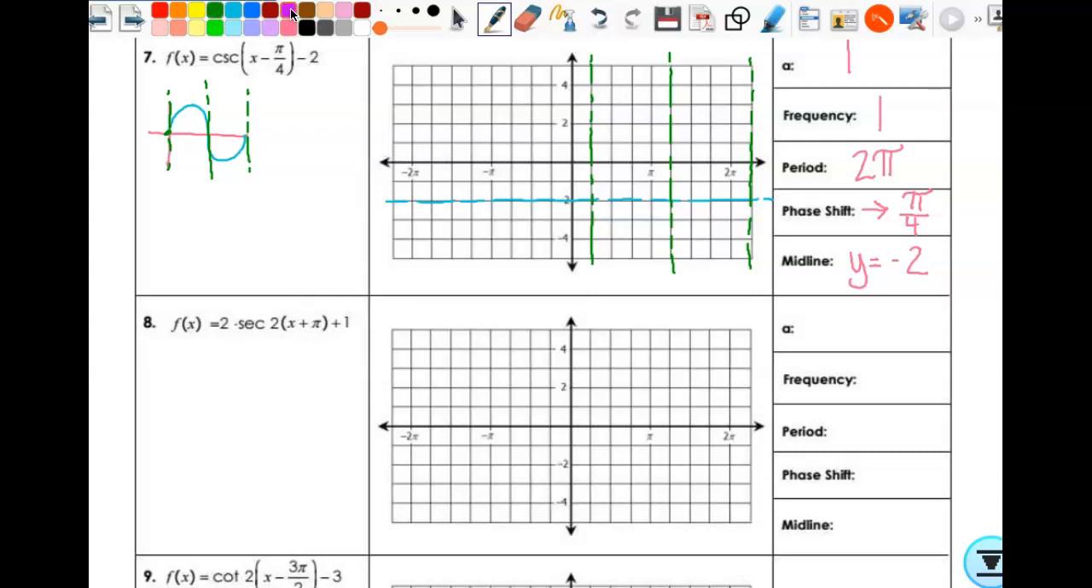Then halfway between the first two asymptotes, from the midline, I go up 1. Up 1, or right there. And that means halfway between the two from the midline, I go down 1 here. Then I repeat.